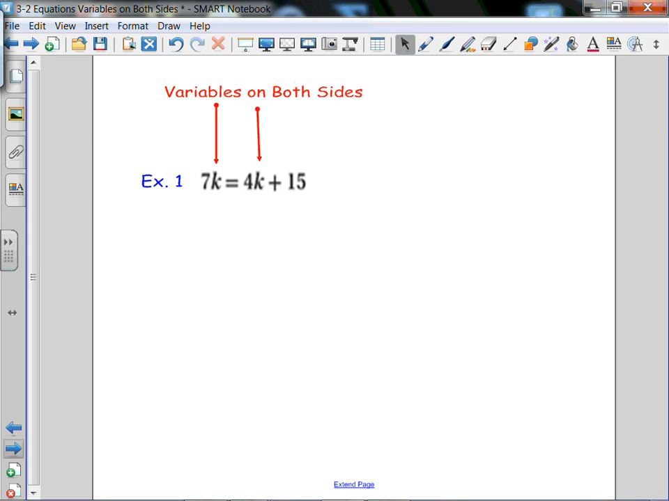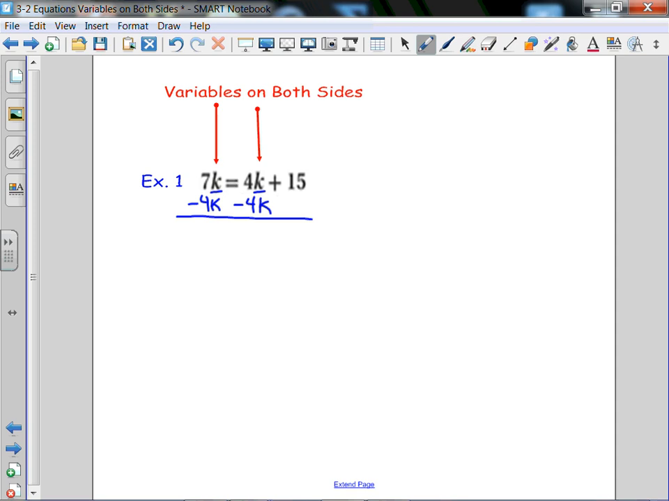Okay, here's our first example. Note that there are variables on both sides of the problem. So the very first thing we do when we have variables on both sides of the problem is get them together on one side. Now normally we subtract the smaller term from the larger. In this case 4k is smaller, so I'm going to subtract 4k from both sides of the equal sign.